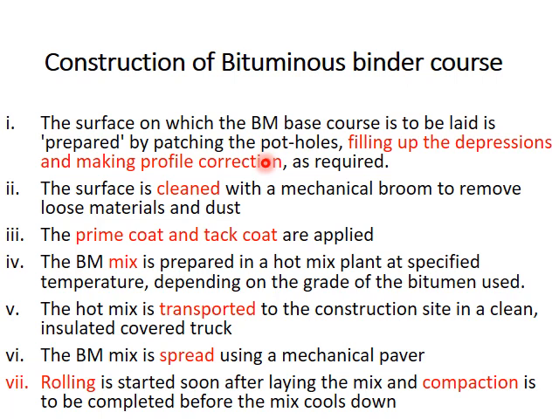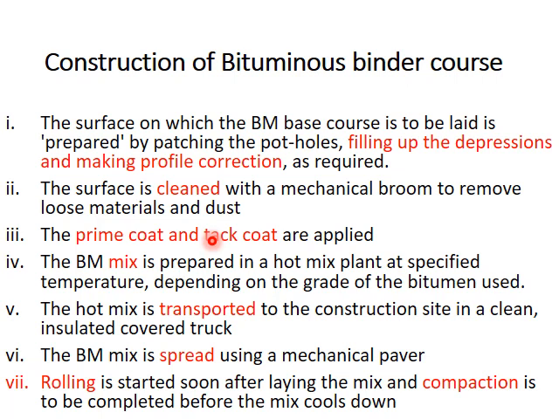So first we have to level or patch and compact the surface of the base course. Surface is cleaned with a broom and all loose materials are removed. Then we apply the prime coat and tack coat. Prime coat and tack coat are bituminous layers which are formed by spraying bitumen over the base course.